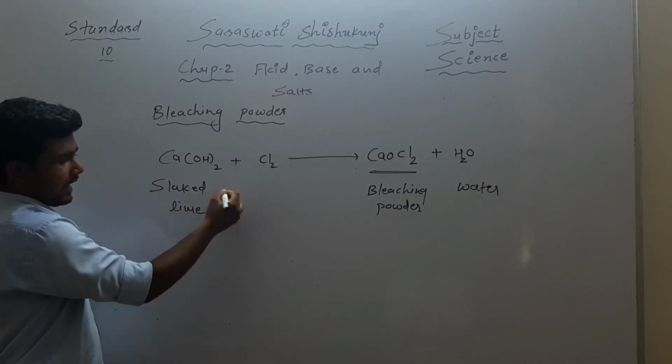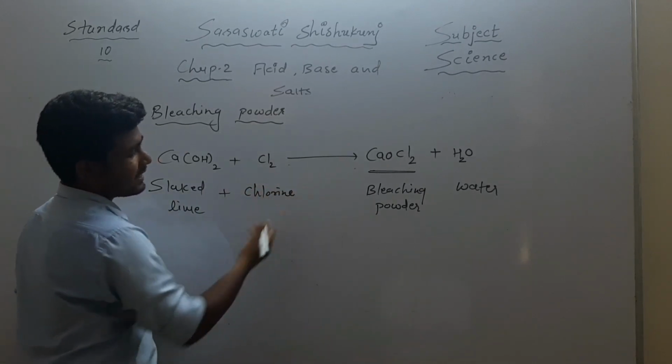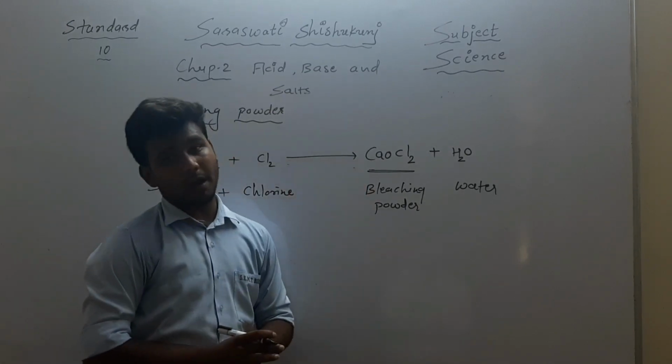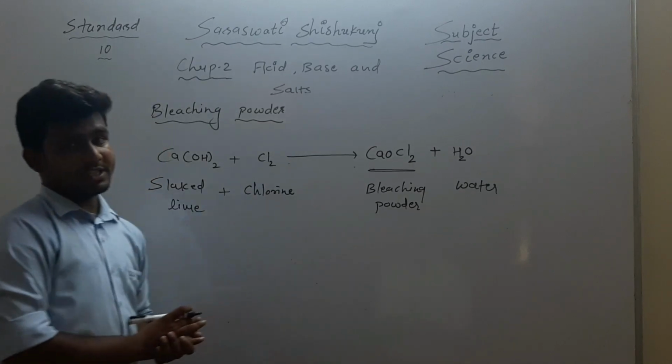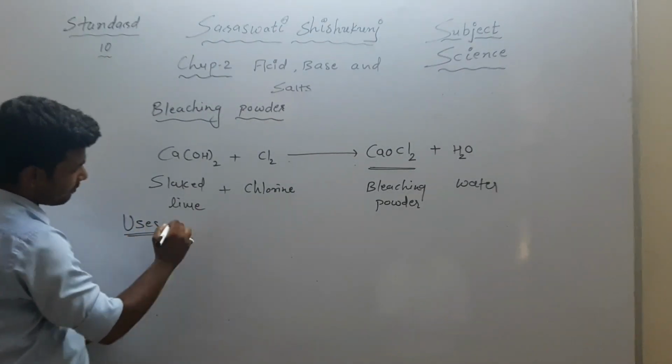When slaked lime reacts with chlorine, or when chlorine gas is passed over slaked lime, it will give us bleaching powder and water. Now, what is the use of this bleaching powder? Generally we know the uses of bleaching powder.